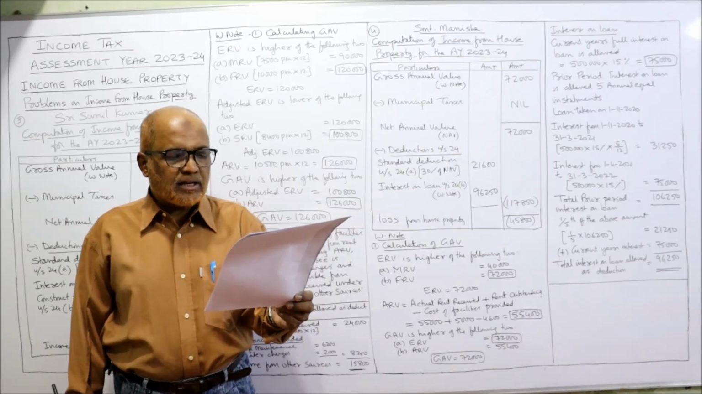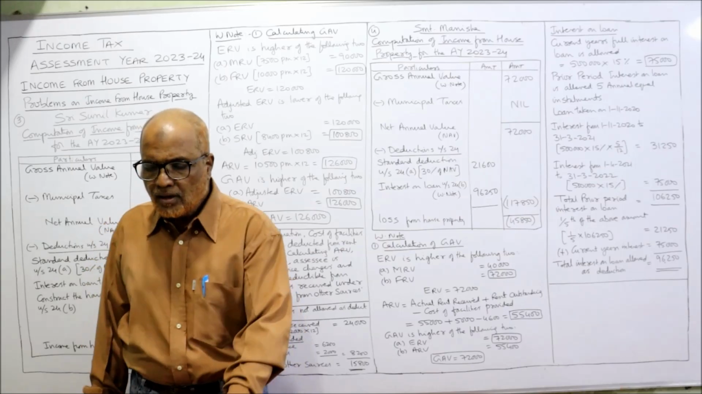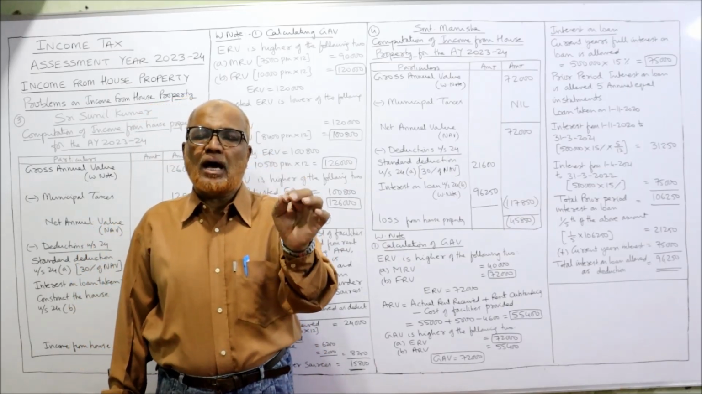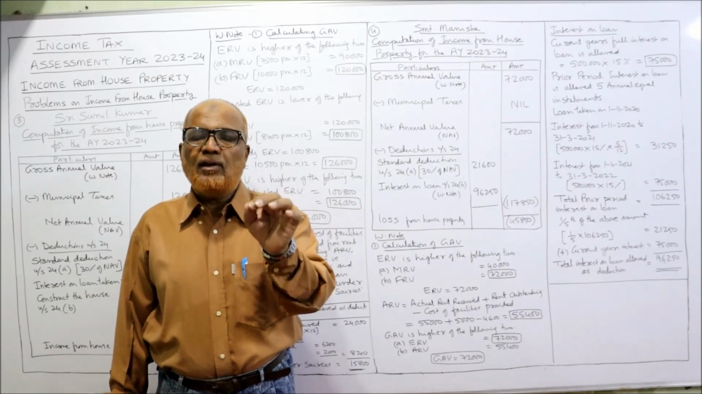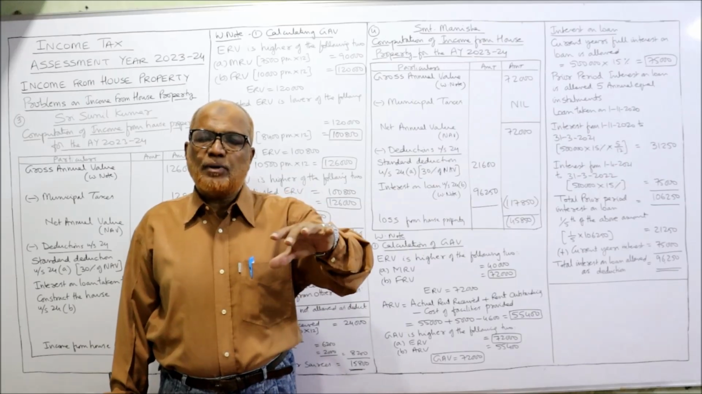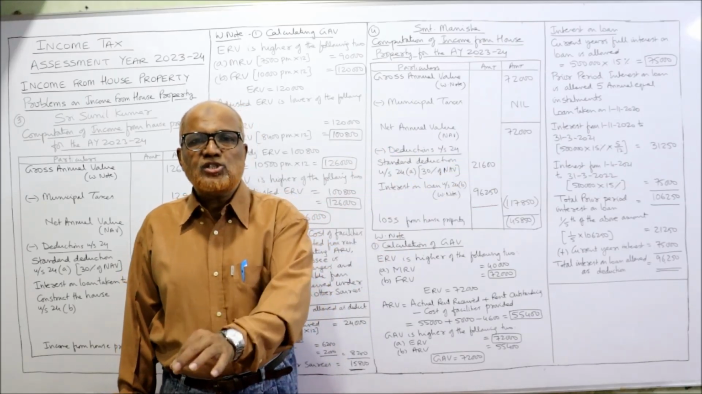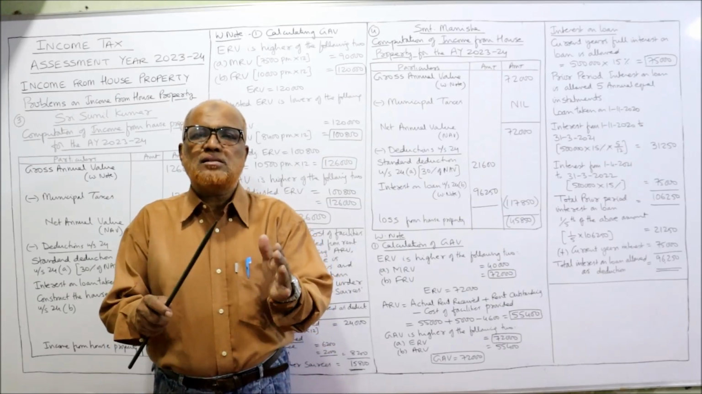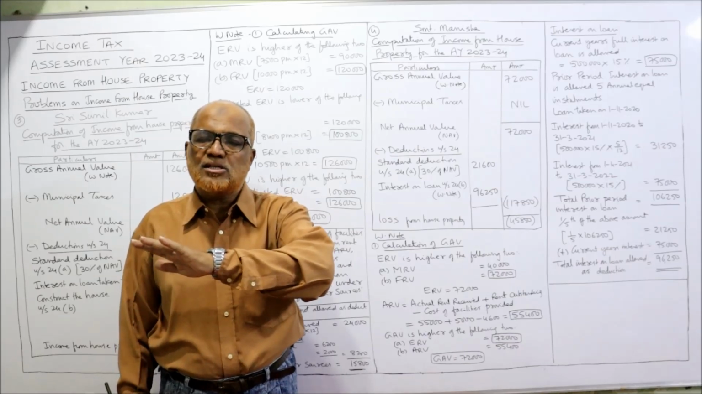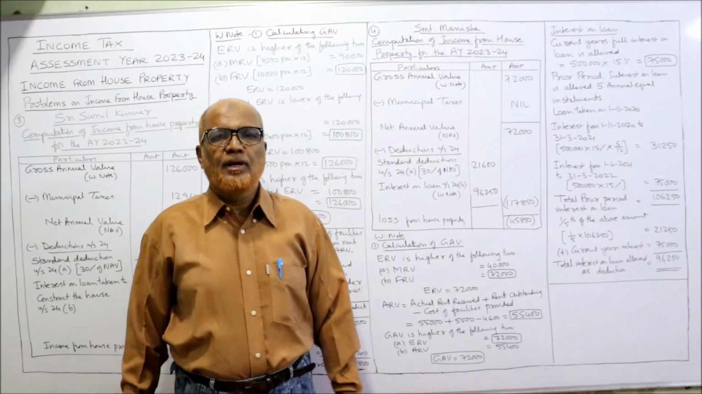Municipal taxes and repair expenses are paid by the tenant. This is the new point. Income Tax Act says municipal taxes will be allowed as deduction only if they are paid by the owner. If the agreement says that municipal taxes are paid by the tenant, they will not be allowed. So this is the first problem where municipal taxes are required to be paid by the tenant. So Income Tax Act says no deduction. Municipal taxes nil.